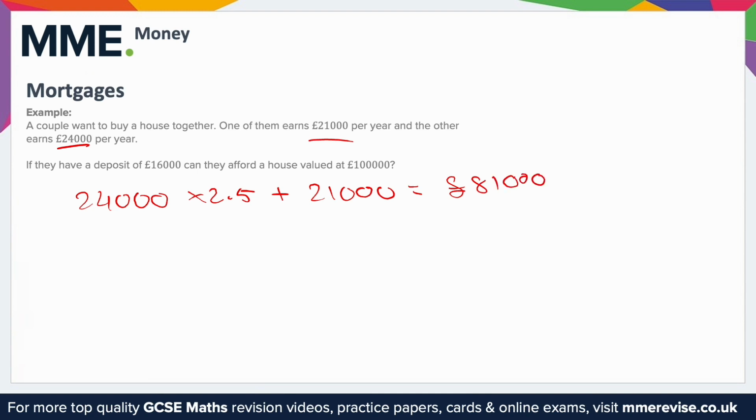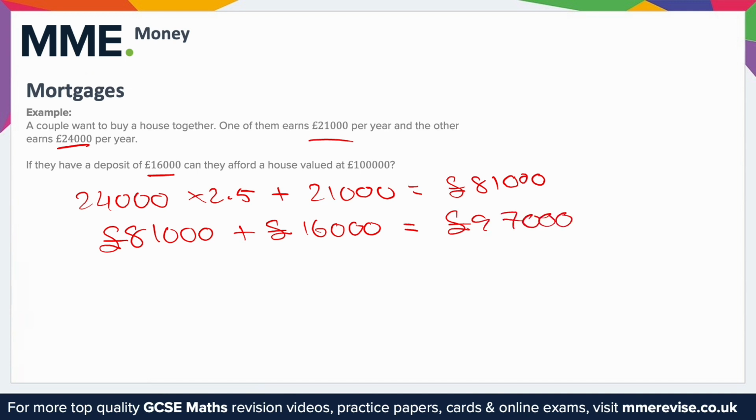But remember, they have the deposit of £16,000, so £81,000 plus £16,000 will give you £97,000. So can they afford to buy a house which is £100,000? No, because they only have £97,000. They would need £3,000 more from somewhere else.